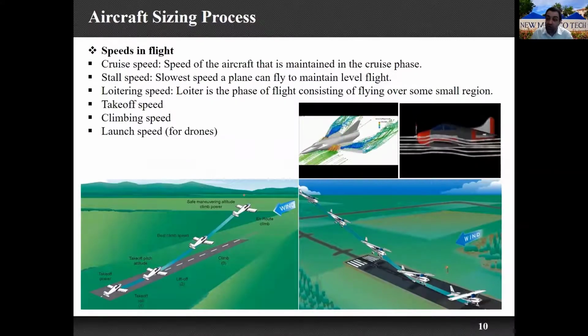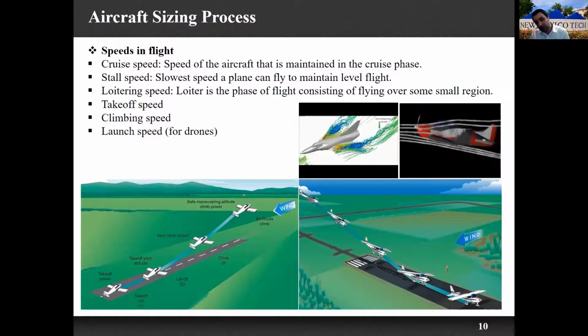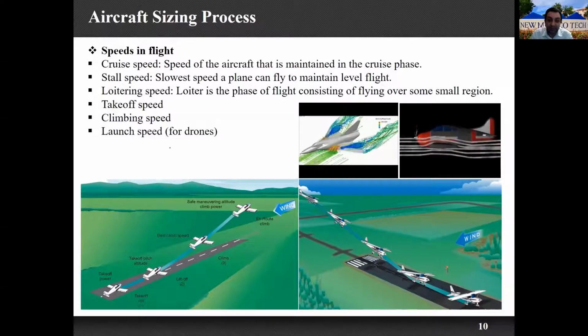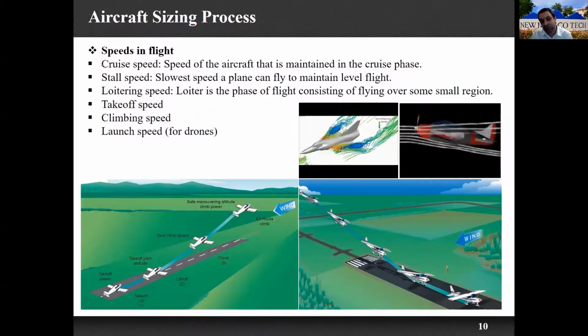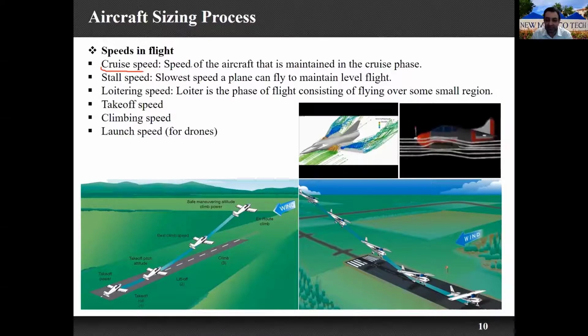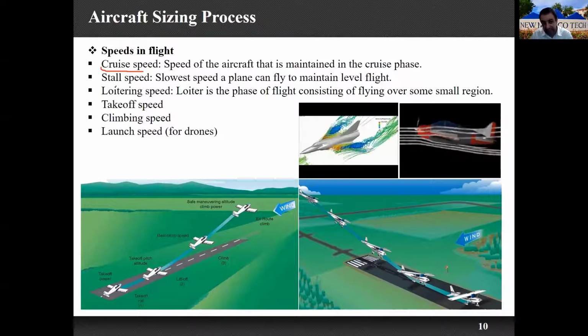We need to know the environment that our aerial object is flying in. There are 6 or 7 types of speed that are important once you want to do a design. The first one is cruise speed. This is defined as the speed of your aerial vehicle that is maintained in the cruise phase. We have the stall speed. The stall speed is the slowest speed at which your airplane or flying vehicle can fly to maintain level flight. If you fly with a speed less than the stall speed, the stall happens.